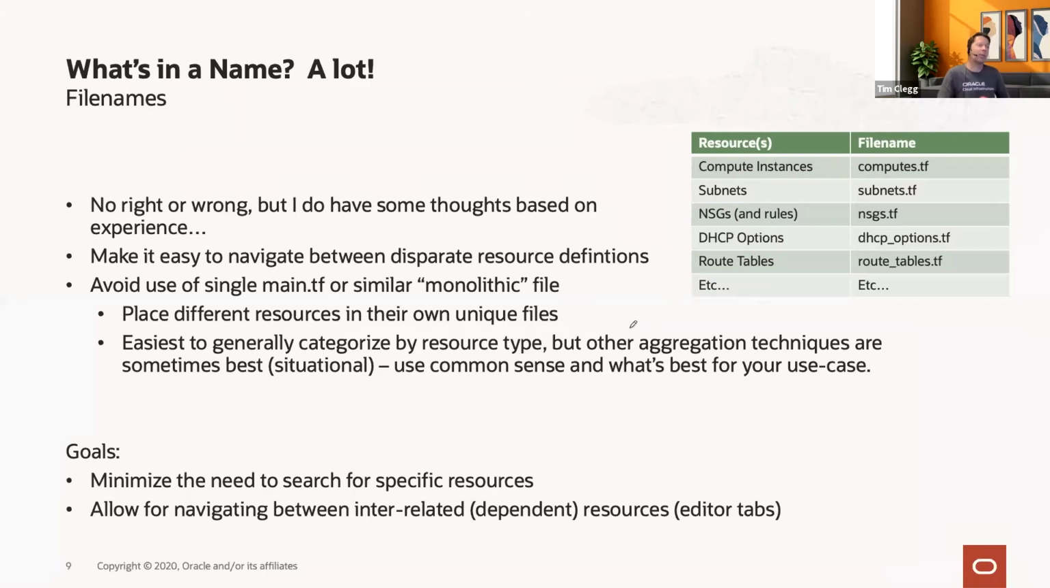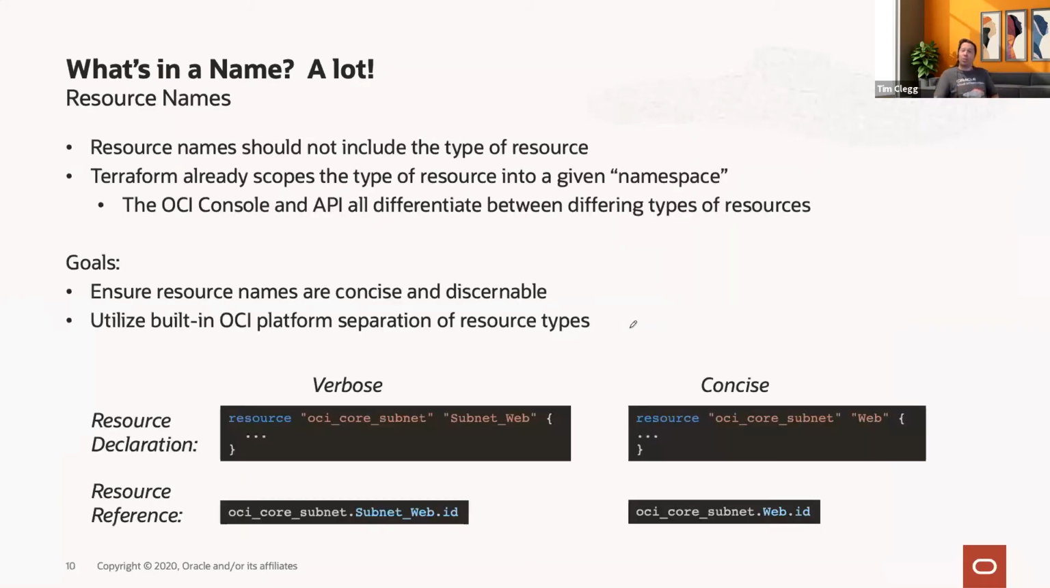Now, talking around naming of resources themselves, this is another area where oftentimes we see people putting the type of resource embedded into the actual resource name. So you'll see here, in this example, we have subnet_web as the actual name of the subnet.